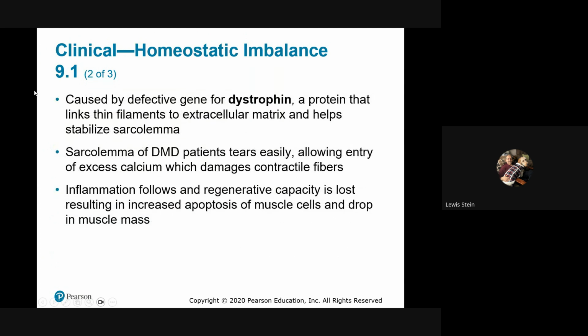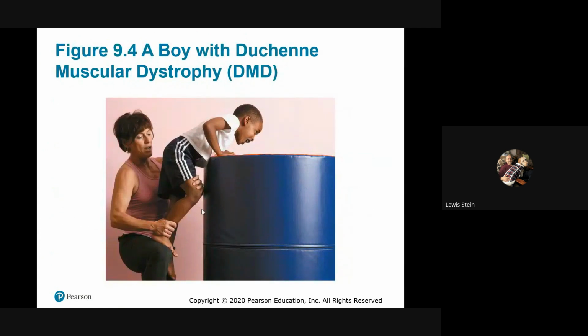So this is the gene, and they named the gene for what it does, dystrophin, that links filaments. You don't have to know all this stuff, and stabilizes the membrane, and tears, and inflammation, regenerative capacity. Okay, so effectively what happens, the muscles don't work. Let me show you this illustration. And so it's very, very difficult.